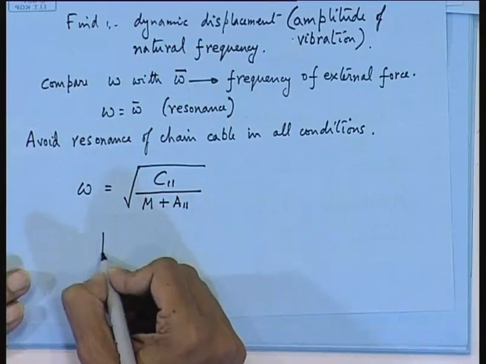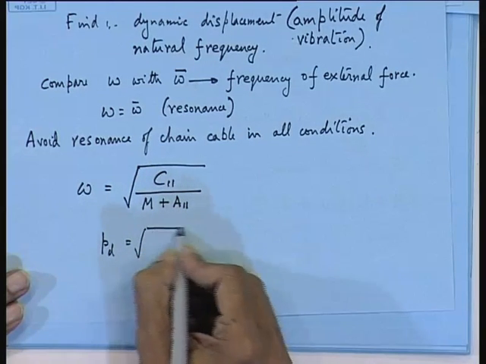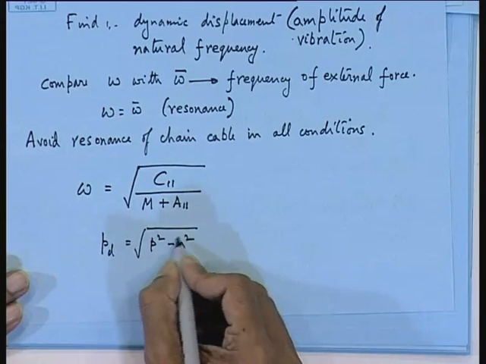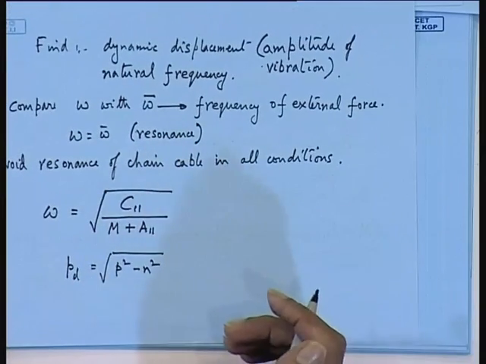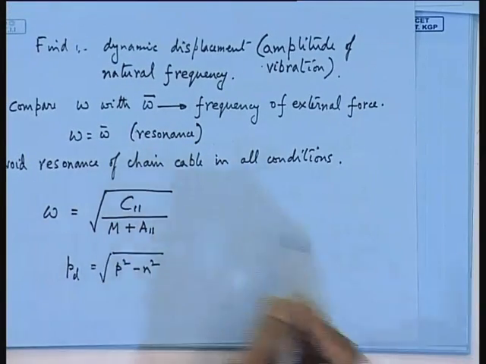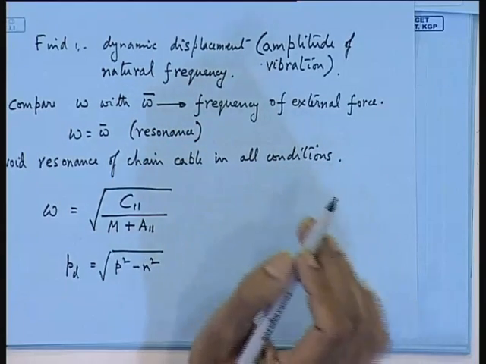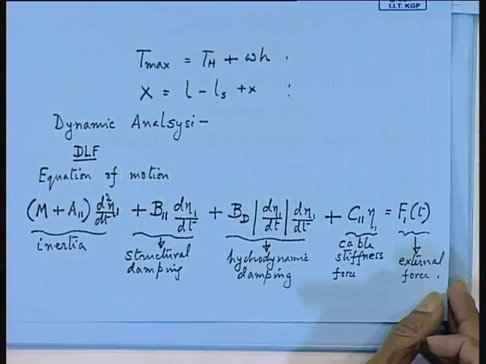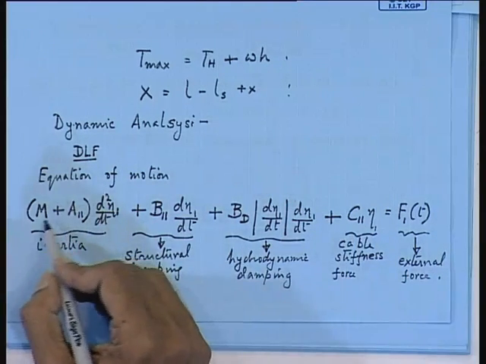So, remember we worked out what was our damped frequency, root over p square minus n square, isn't it? So, this is what we have not found. We have rather simplified our equations. So, now you can find out this omega, and once you have calculated omega, you can compare with omega bar. You avoid resonance. Now, how are you going to avoid resonance? You avoid resonance either by changing C11 or m plus A11.